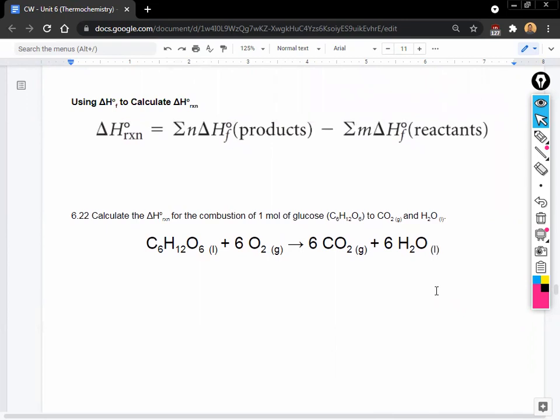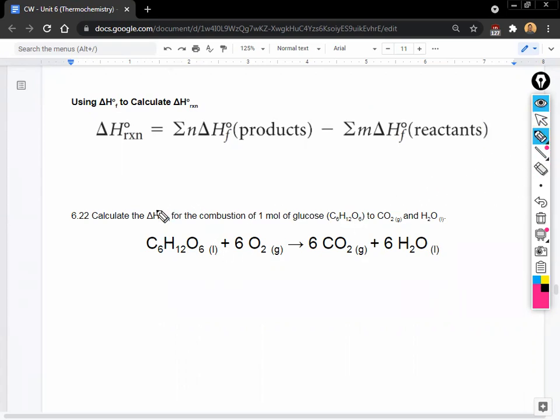If I want to find the delta H of a reaction, you want to add up all the energies of the products and subtract all the energies of the reactants. That's what that sigma sign, that Greek symbol, means. So we'll do an example just so that you guys have something to go off of. And then after that, I'll have you try one more on your own. And then after that, we'll go over some practice problems with Hess's Law, okay?